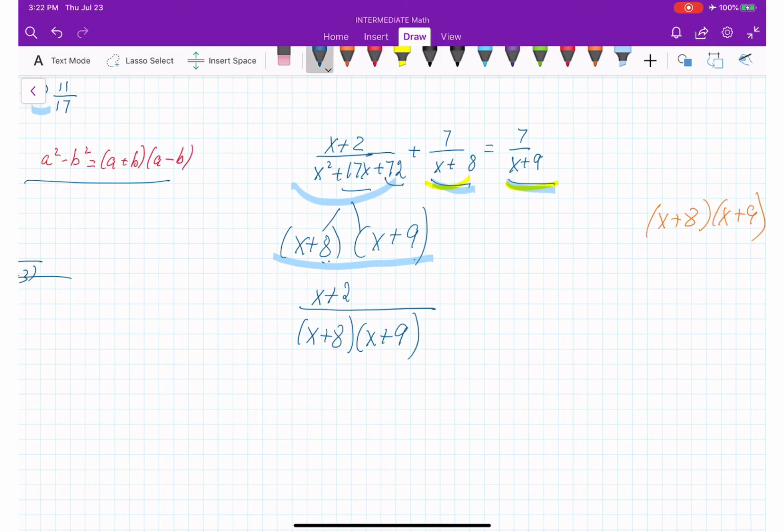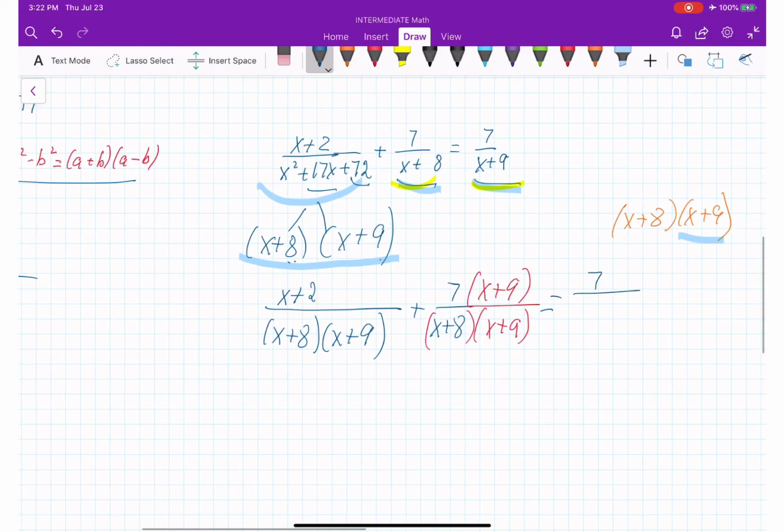Okay, so then we do plus 7 times x plus 8. What am I missing here? I am missing x plus 9, right? So multiply by x plus 9, and the same multiplication I'm doing here. And that is equal to 7 over x plus 9, and I'm missing here x plus 8, so it's going to be x plus 8, and here also x plus 8.